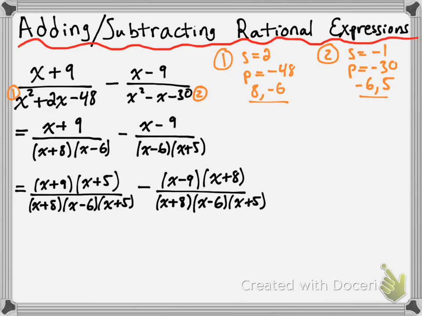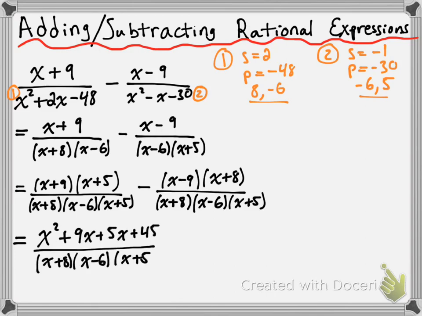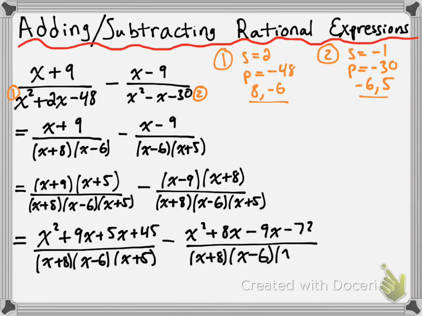Okay, so for the first one, we're going to do x times x, which gives us x squared, 9 times x, which gives us 9x, 5 times x, which gives us 5x, and then 9 times 5, which gives us 45, and that's going to be over its denominator. We don't really need to expand out the denominator. It's not really going to serve a purpose here, so we're just going to leave the denominator. All right, for the second one, we're going to have our minus x times x is x squared, 8 times x is 8x, negative 9 times x is negative 9x, and then negative 9 times 8 is negative 72. And again, that goes over the denominator, which is common.